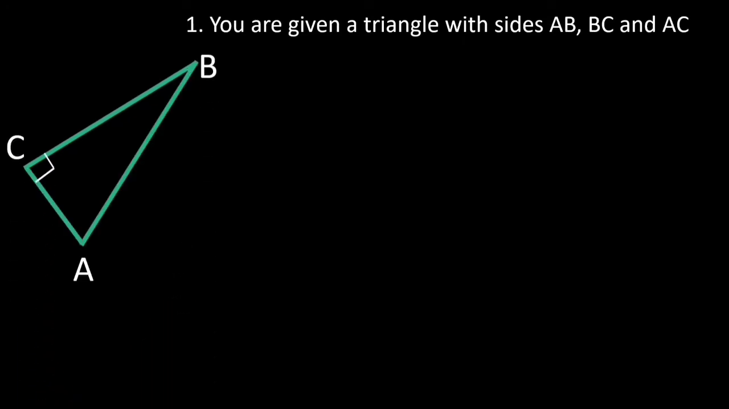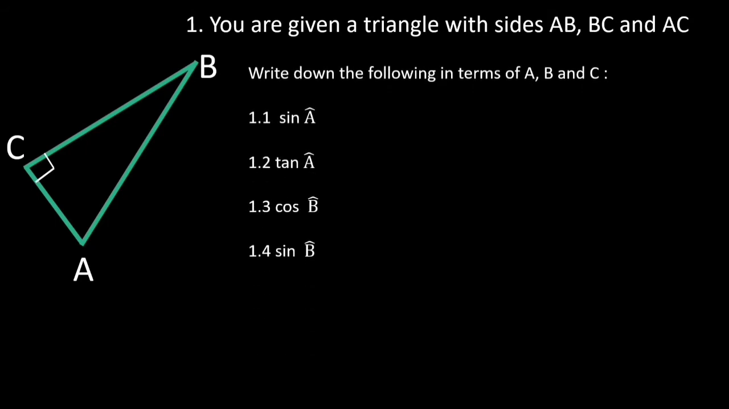We're asked to write down the following in terms of A, B, and C: the sine of A, the tan of A, the cos of B, and the sine of B. Let's start with 1.1. To write the sine of A, let's use our acronym SOHCAHTOA.